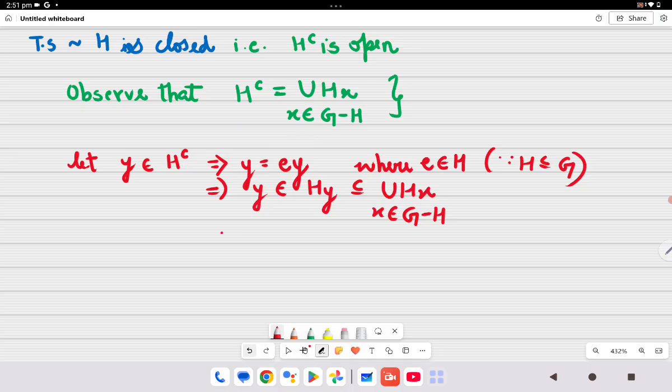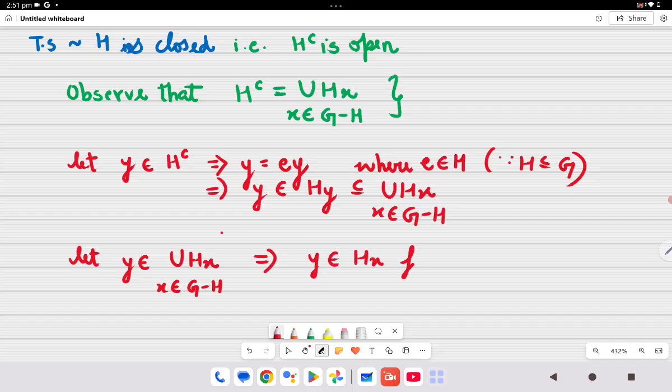Okay, now we need to show the other way around. So let us suppose we have an element in the union of HX where X is in G minus H. So obviously it will belong to HX for some X in G minus H. So it can be expressed like this for h in capital H.